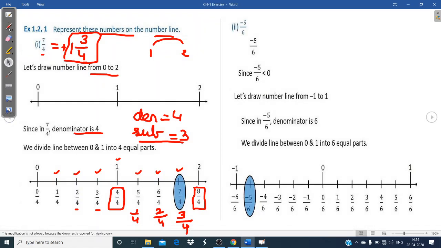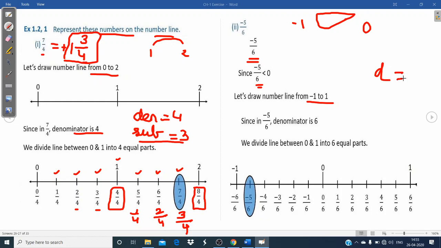Now the second part of the question: you have to represent minus 5 by 6. You can see there is no whole number part or mixed number part here. So it will lie between minus 1 and 0. This entire number will lie between minus 1 and 0, so you have to go to the left hand side. Now you have drawn a number line from minus 1 to 1. Again you have to concentrate on the denominator. What is the denominator here?